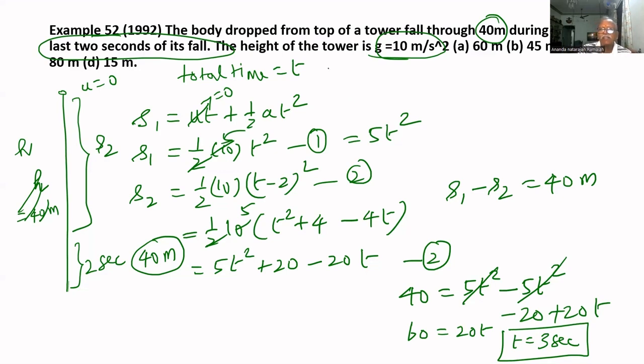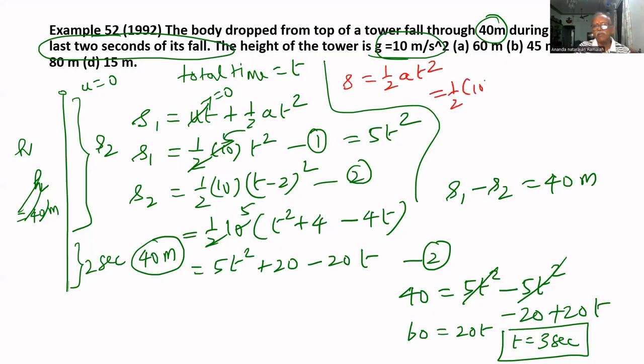So now we can find the distance. S equal to 1 by 2 A T square. That is equal to 1 by 2, A equal to 10, T square is 3 square, 9. Therefore, 45 meter. Total height is 45 meter.